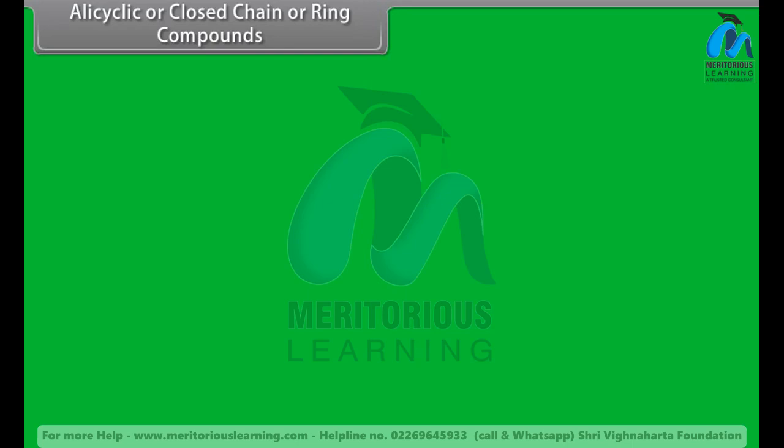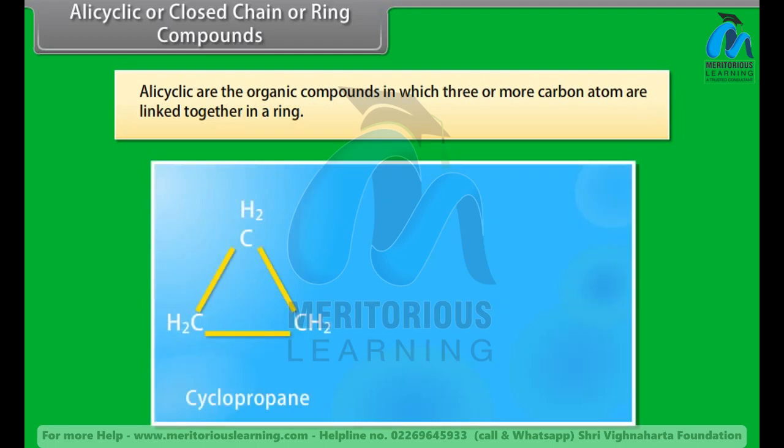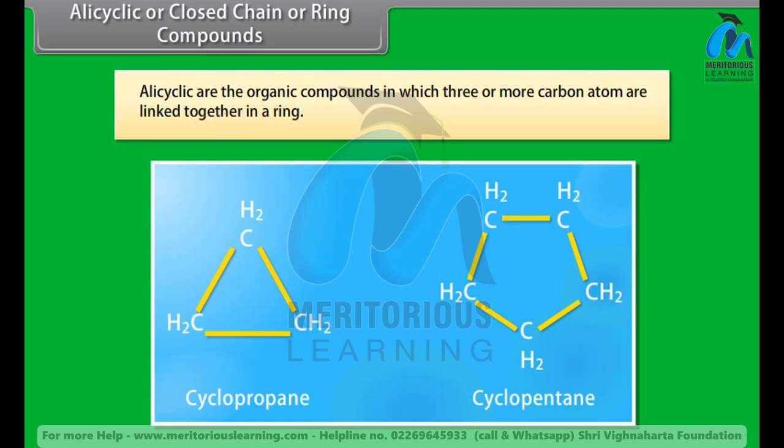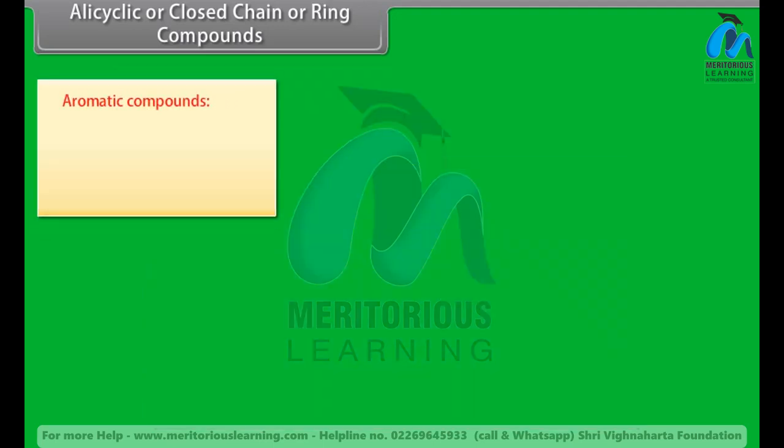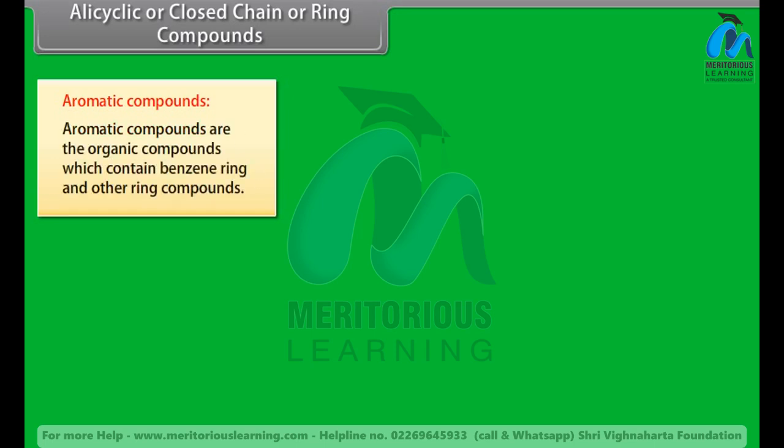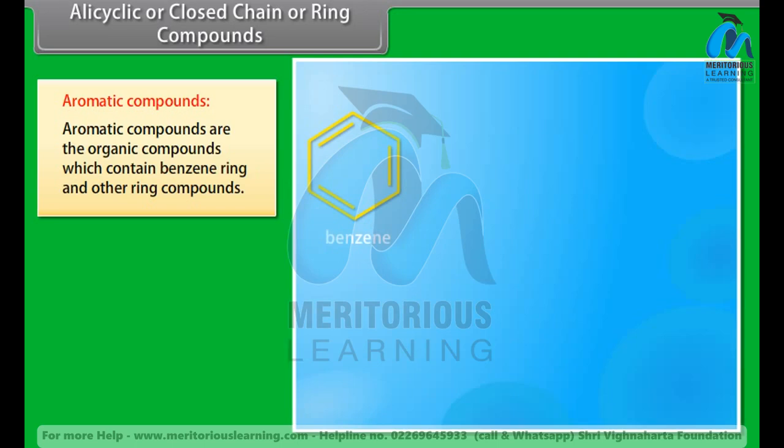Alicyclic or closed chain or ring compounds. Alicyclic compounds are the organic compounds in which 3 or more carbon atoms are linked together in a ring. Aromatic compounds are the organic compounds which contain a benzene ring and other ring compounds.